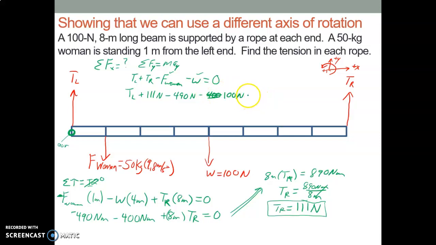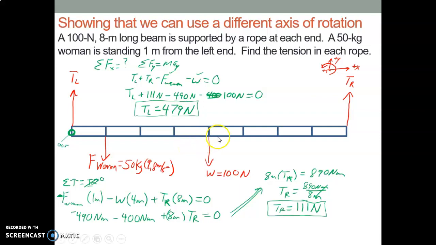So her weight was 490, the beam's weight was 100, and that's equal to 0. And so we get TL. And so now we just need to add these up. 490 and 100 is 590. And minus 111, so 479 newtons. If it takes you more steps than that, that's fine, but go ahead and work through that. Make sure that I've got this right. So that's one solution to this problem.